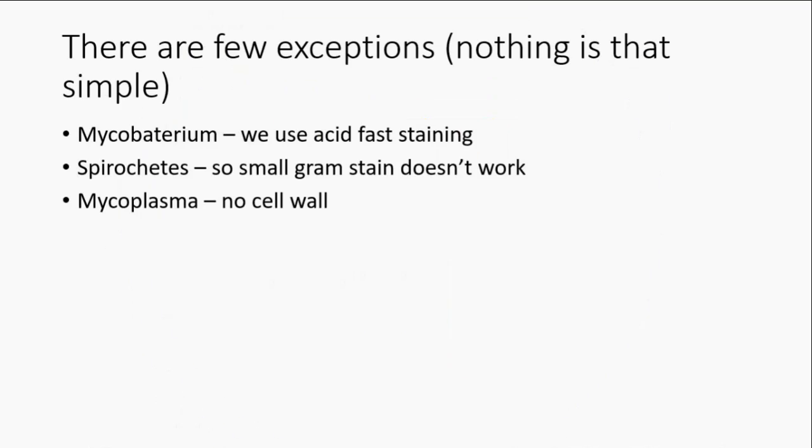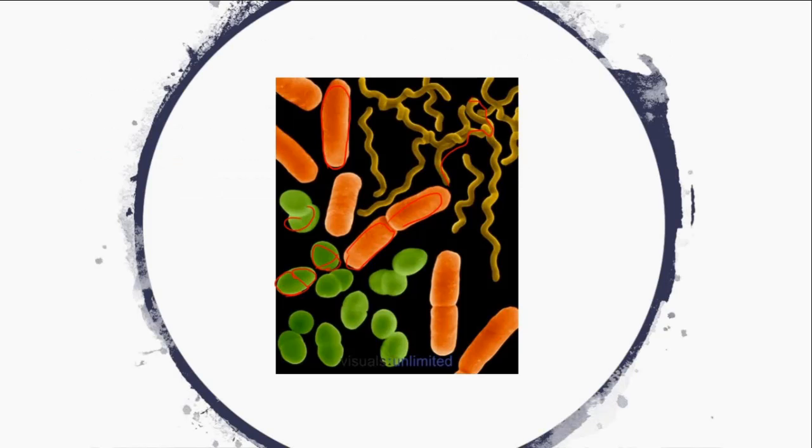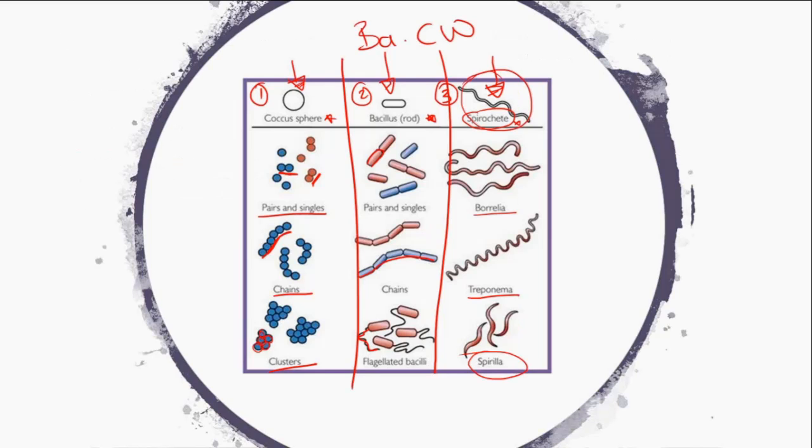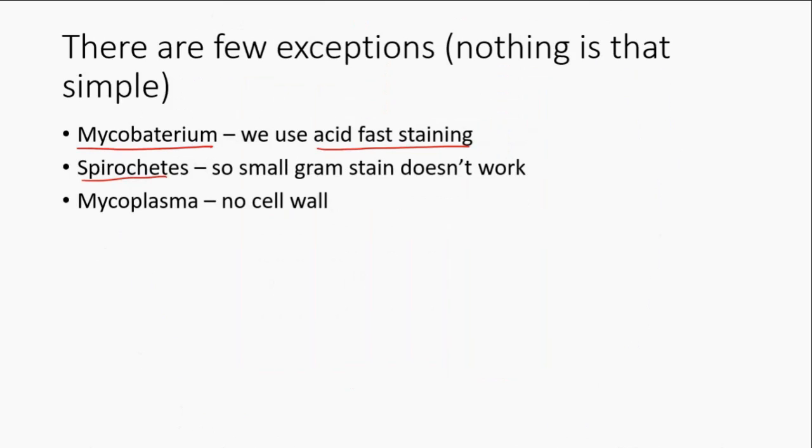Okay, so there are a few exceptions. Mycobacterium, which is like tuberculosis, does not stain using a gram stain. We use acid-fast staining. Spirochetes tend to be so small that it's really hard to stain them, so instead what we do is we use fluorescent dark staining. And mycoplasma is an exception to the rule because it doesn't even have a cell wall at all.